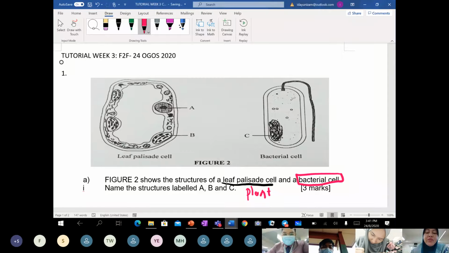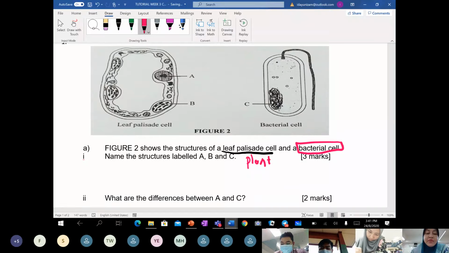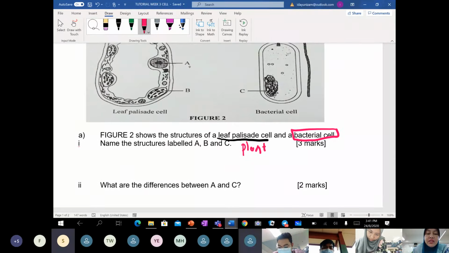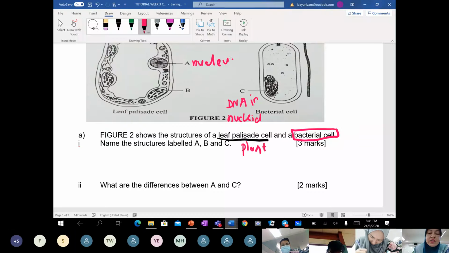Now let's label what A, B, and C are. Obviously, A is a nucleus. B is a chloroplast. C is the DNA strand in the nucleus. So this is the nucleus.